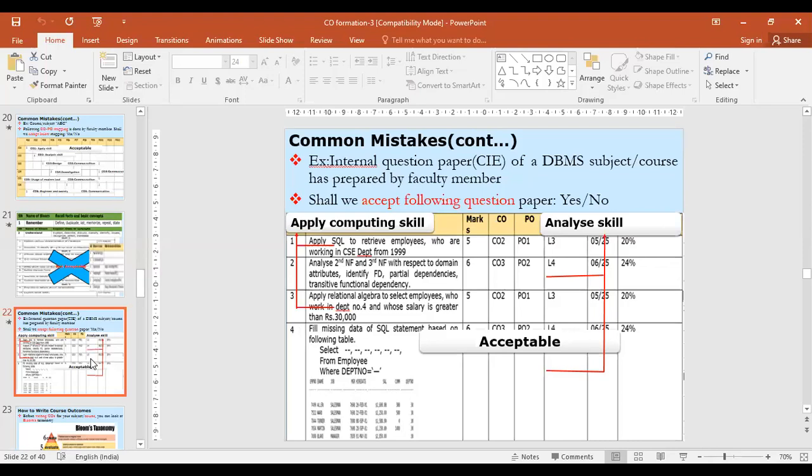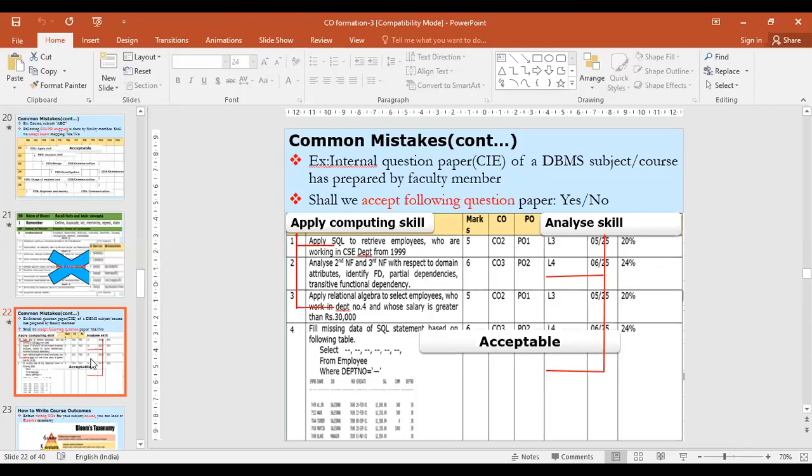Hello. Good afternoon, sir. Sir, shall we write any CO, course outcome, that is at the remember and understand level? Yeah, you can write, but you cannot directly map it to any PO, you have to do mapping only.